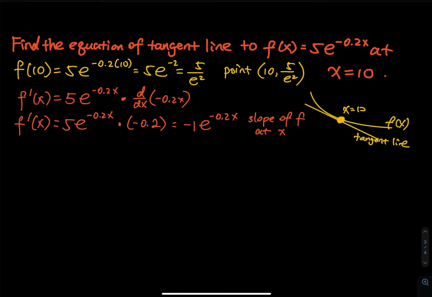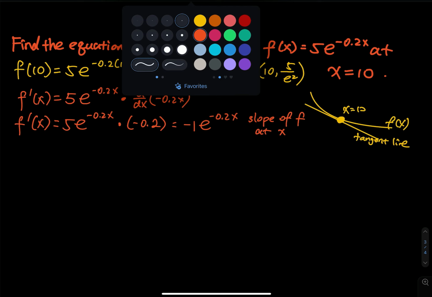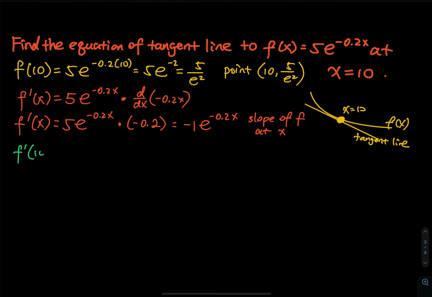And then you want to find the slope at a specific point. They ask you for 10, then you have to plug in x equals 10 to f prime. All right, so let's do the plug-in. So f prime of 10 equals negative 1 times e to the negative 0.2 times 10. So you have negative 1 times e to the negative 2, right? And then this is negative 1 divided by e squared. This is the slope of the function at x equals 10.